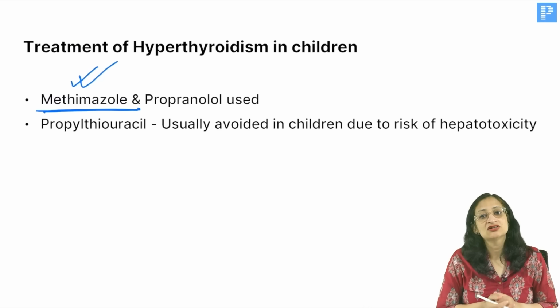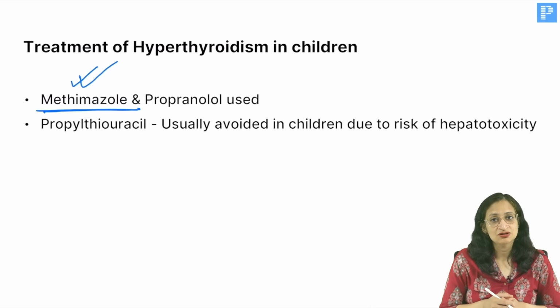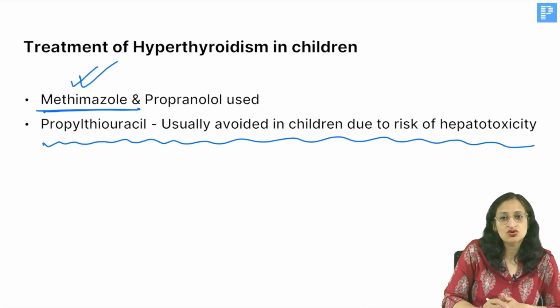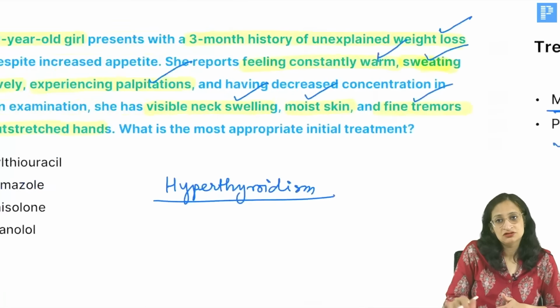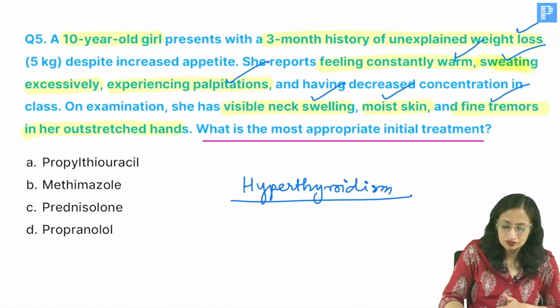So, methimazole is the drug of choice. In addition, we use propranolol to decrease the adrenergic symptoms, because excess thyroid hormones also stimulate the beta adrenergic receptors and you can have palpitations, tremors and all that. So to decrease the adrenergic effects, we also use propranolol along with it. But the drug of choice for the treatment of hyperthyroidism in children is methimazole. Okay. And propylthiouracil is usually avoided in children due to the risk of hepatotoxicity. So, coming back to our question, what is the most appropriate initial treatment?